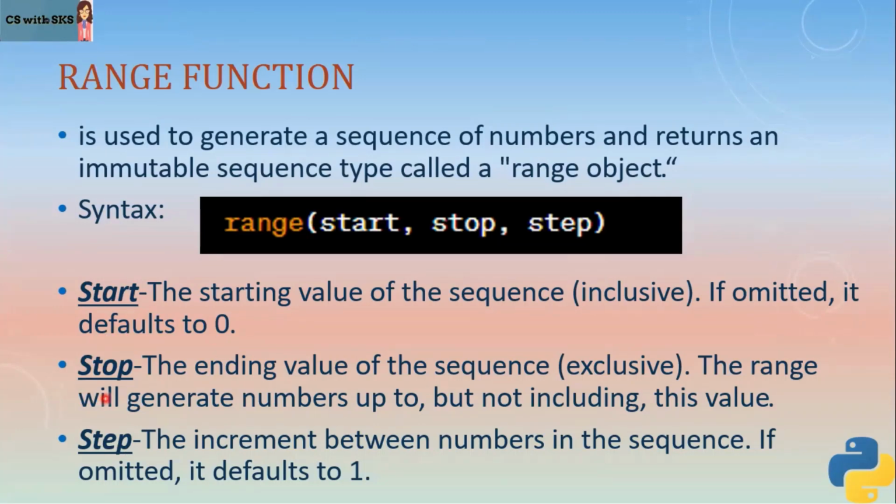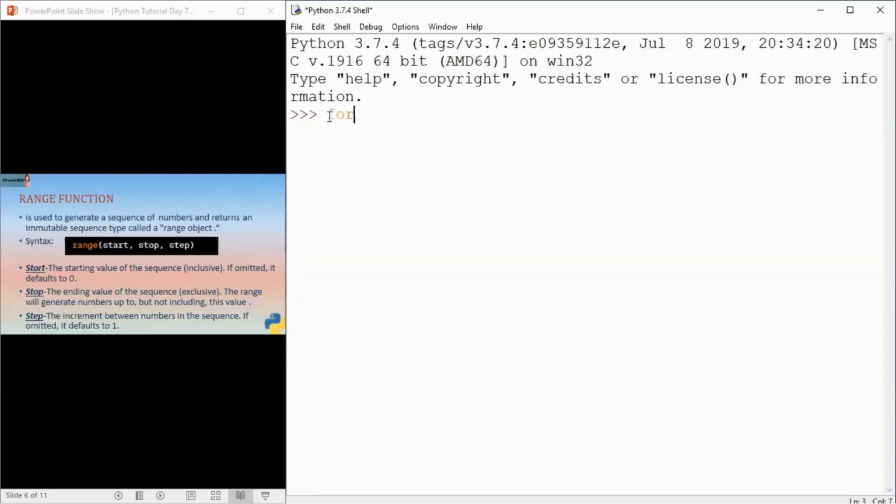Now, before we move further, let's understand the for loop with the help of some examples. Let's write a for statement. I'm writing for, let's say i is my variable or counter variable, for i in range, let's say 9, then a colon. So when I'm writing range 9, that means I'm putting just the stop value. I'm not writing start and step. So start will be taken as 0 by default and step will be taken as 1 by default. So 9 is my stop value.